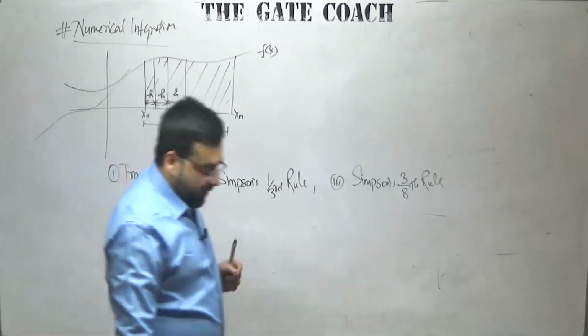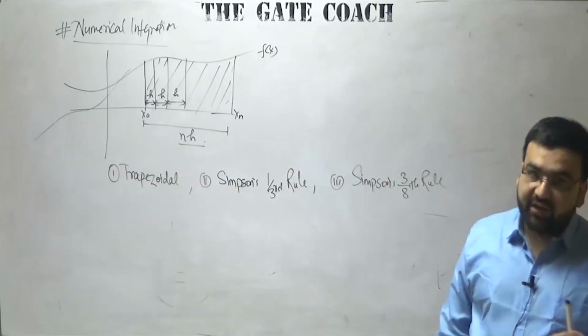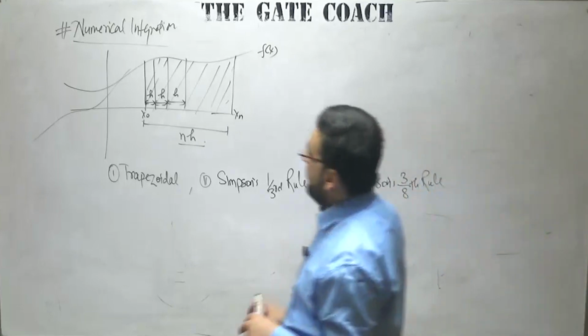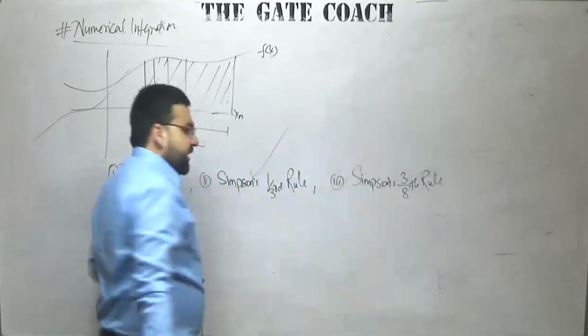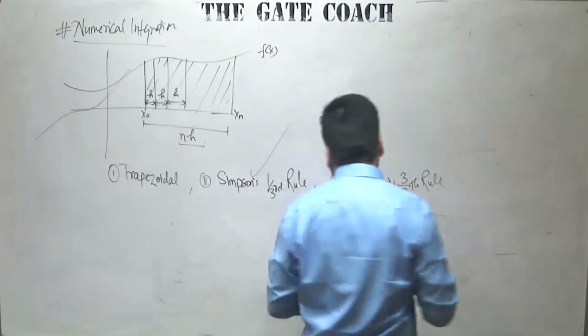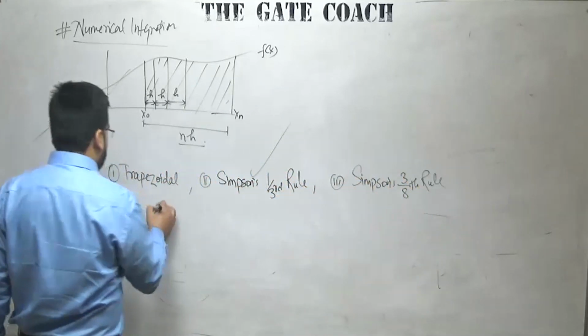If the question does not mention which rule you should use, 1/3 or 3/8, two things. First of all, see the interval, whether it is a multiple of 2 or a multiple of 3. That is number 1. Number 2, if nothing is mentioned, generally we go for Simpson's 1/3 rule. Number 4, Weddle's rule.